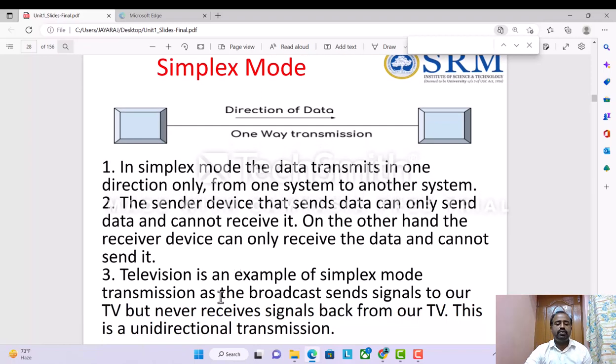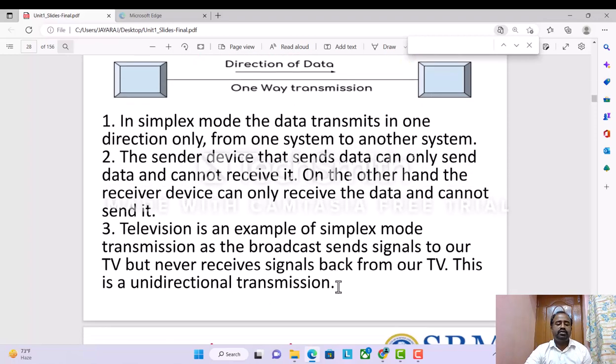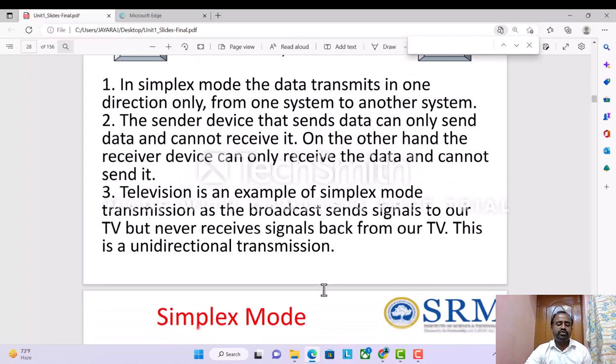For the best example, you can take television as an example of simplex mode. The television networks broadcast a signal, and that signal will be received by the TV, through the antenna or dish that we use, but it will never send back the signal. This is a unidirectional transmission example.